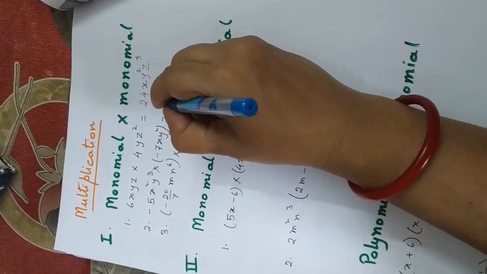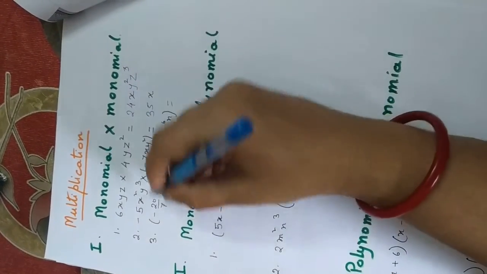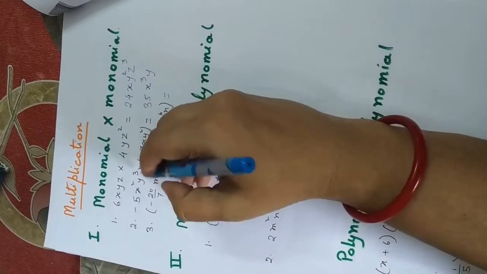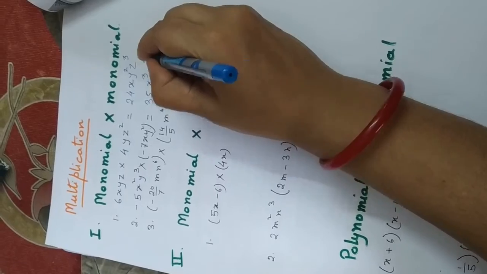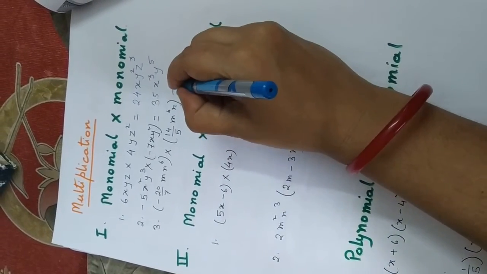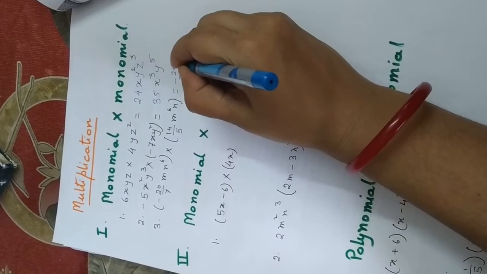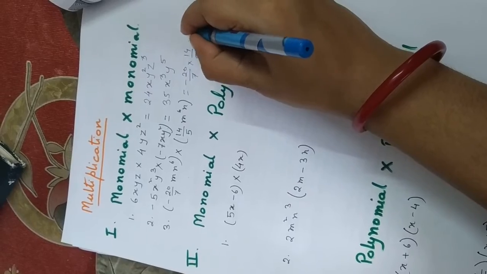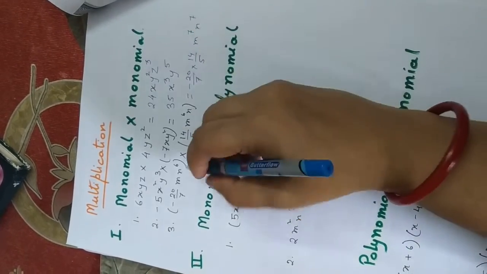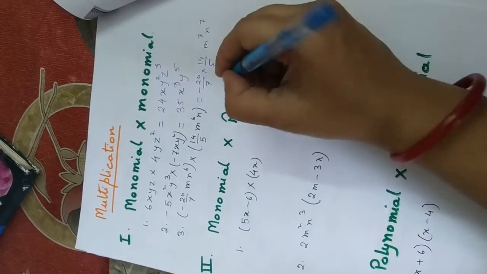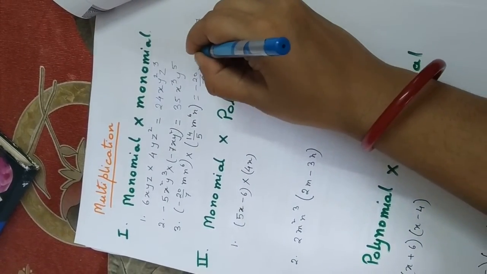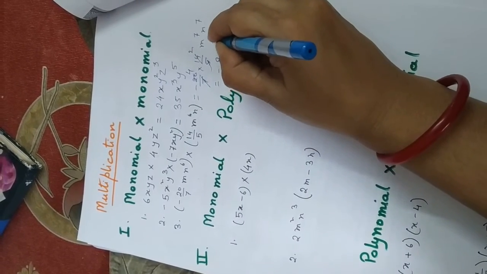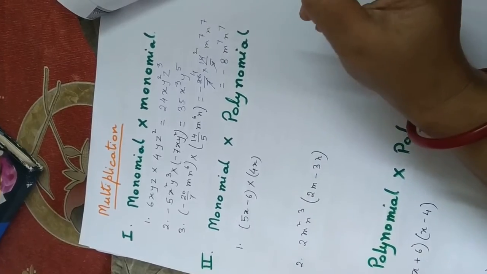7 fives are 35, minus minus plus. Power of x, 2 plus 1, that is 3. Power of y, 3 plus 2, that is 5. Similarly, in this question, minus 20 by 7 into 14 by 5. And the power of m is 7 and also 7, because 1 plus 6 is 7, 6 plus 1 is 7. Now simplify this. 7 twos are 14, 5 fours are 20. So the actual answer is minus 8 m to the power 7 n to the power 7.